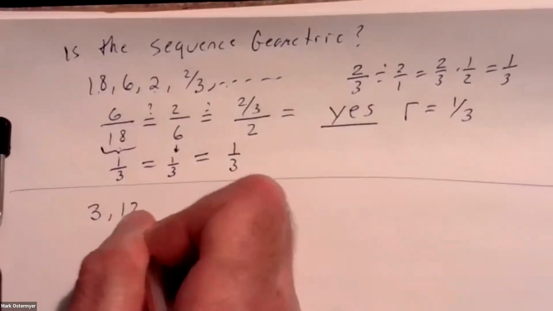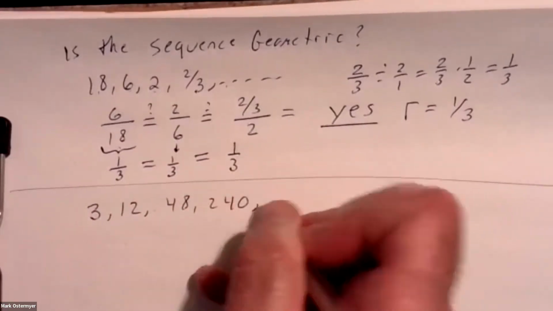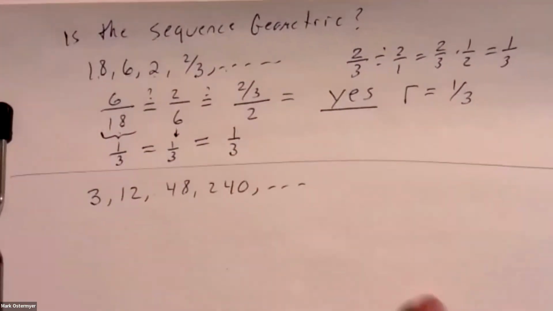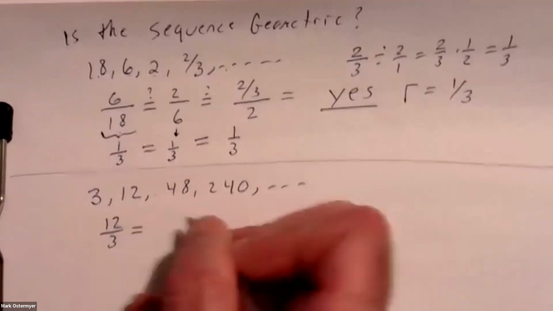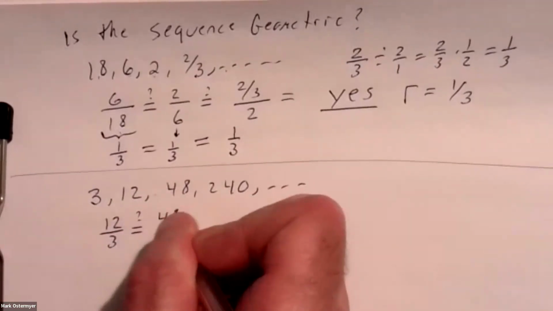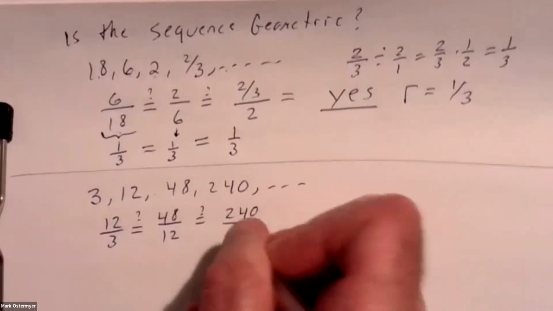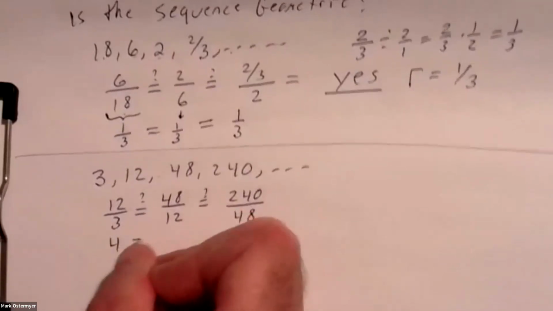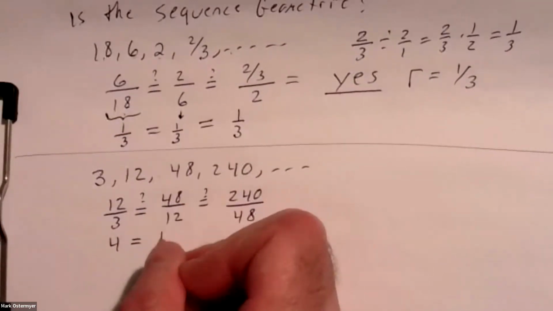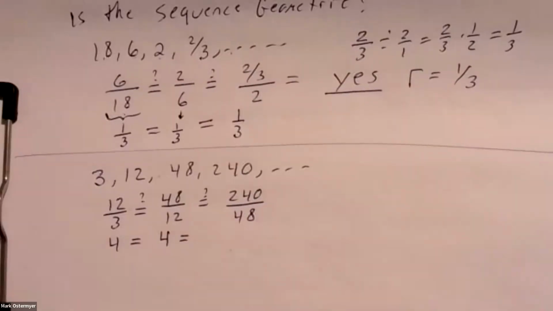How about this next sequence, 3, 12, 48, 240? Is this a geometric sequence? Well, if it is, then 12 divided by 3 has got to be equal to 48 divided by 12, which has got to be equal to 240 divided by 48. Is that the case? Well, 12 divided by 3 is 4, and 48 divided by 12 is 4. Looks pretty good so far. What's 240 divided by 48?